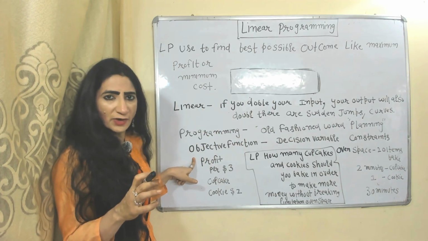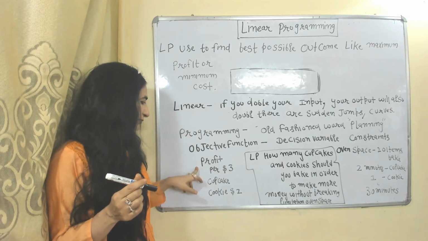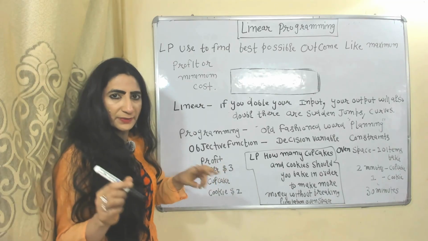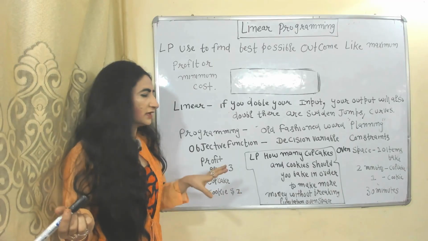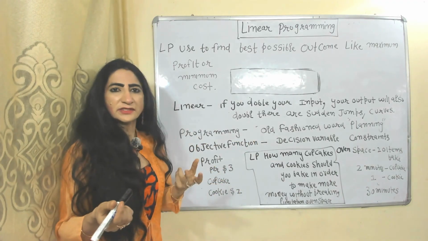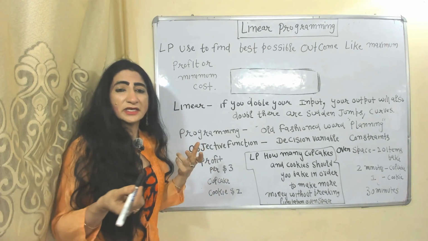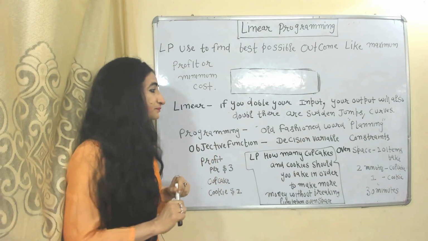First is the objective function. What is your main goal? What do you want to achieve? For example, you want profit per cupcake $3 and per cookie $2. Decision variables means what you want to decide. For example, you want to decide how many cookies or cupcakes you need to bake in a day.